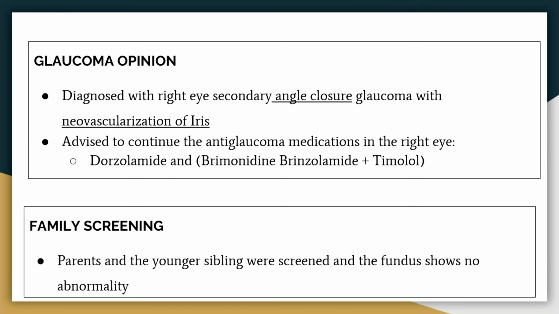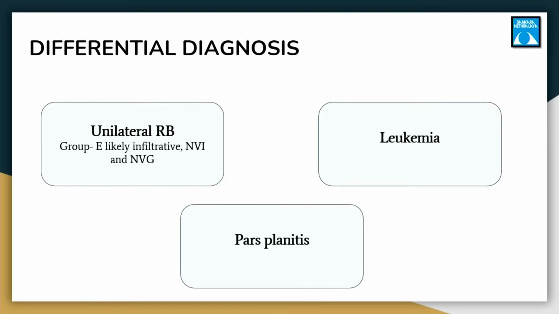Can pars planitis have NVI or not? It can, sir, but only in chronic stages. It has to be very late, chronic stage, yes, sir. Not at a stage that we are seeing, where it produces neovascularization of the iris, okay? Yes, so that is definitely a point against pars planitis. Go ahead. The differential diagnoses we concluded were a unilateral retinoblastoma, group E, which is likely infiltrative with NVI and neovascular glaucoma, leukemia or pars planitis.